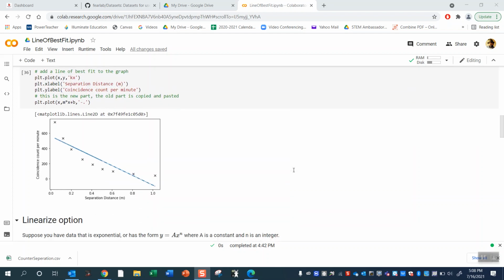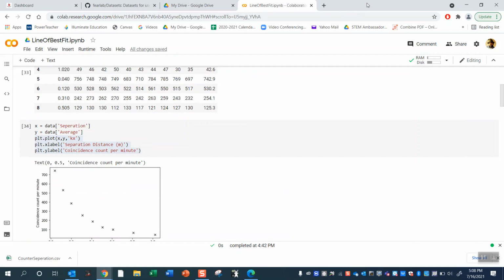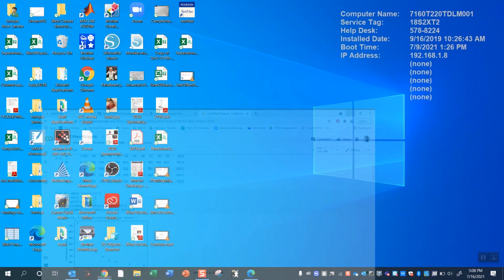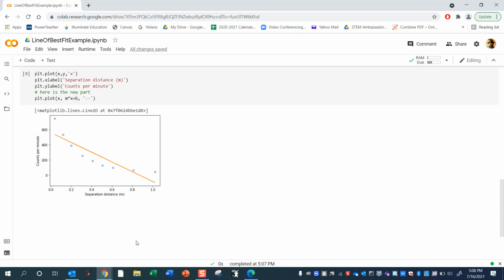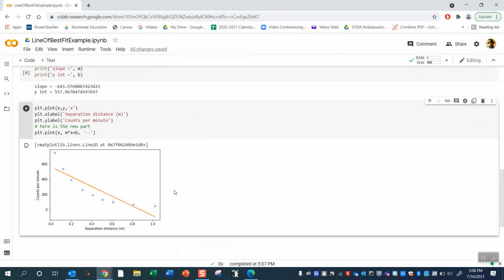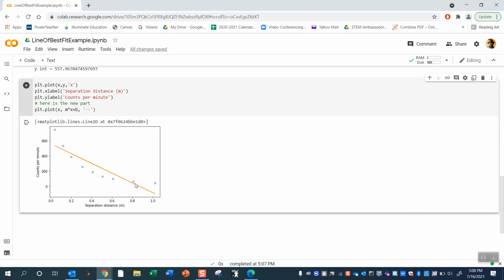So we did a line of best fit here, and an extension of this activity is going to be to linearize the data. How do I linearize this data set? Because this data set looks like an exponential decay, and the line doesn't really fit it very well.